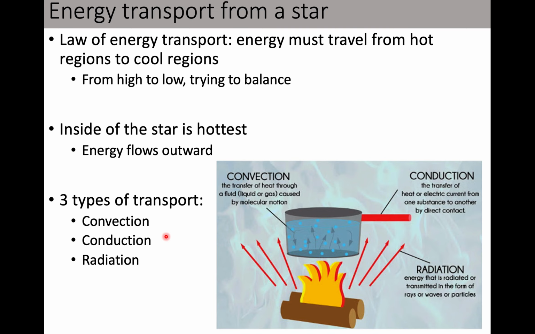There are three different types of energy transport: convection, conduction, and radiation. Convection is like boiling water, where you have a liquid or a gas transferring heat through some kind of fluid. Conduction is where we have the transfer of heat through a solid, through direct contact. That would be if you're using a metal pot over a fire, the pot was hot, the handle was hot, you burnt your hand. That's conduction. Radiation is the type of heat and energy transport from the fire itself.